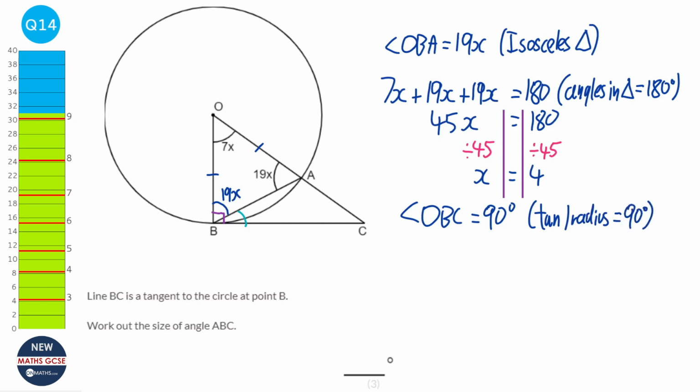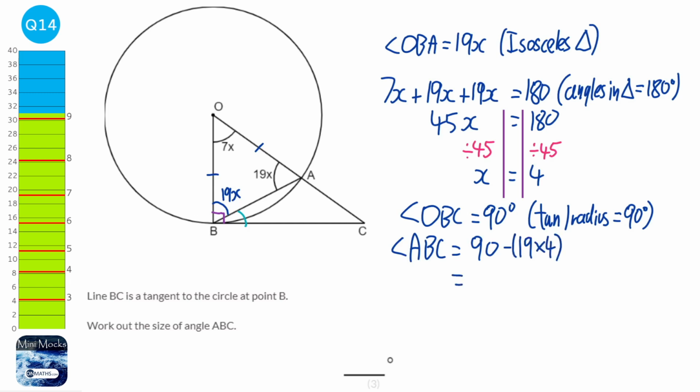Again, make sure you write all the reasons in full. And so therefore angle ABC, which is what we're asked for, it's just 90 take away the 19x. Well, we know that 19x is 19 times 4, because we know that x is 4. And so that would be 76, so in total it would be 14 degrees. So angle ABC is 14 degrees.